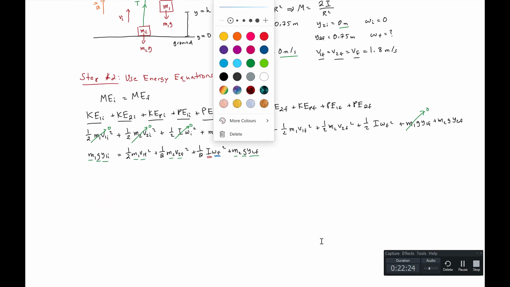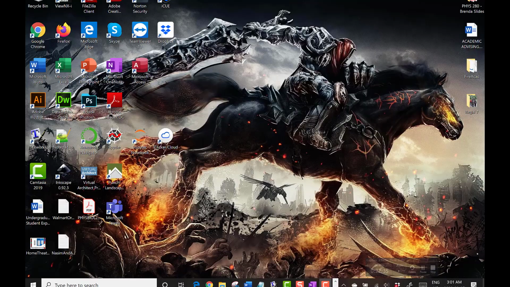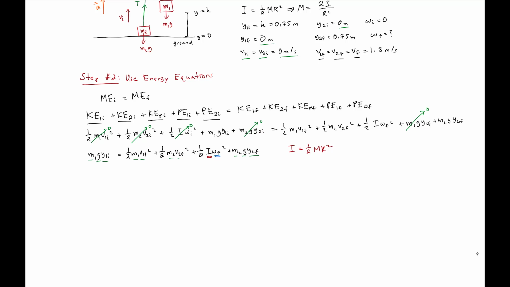So I is simple. We know that I is equal to 1/2 M r squared. We also know that omega f is equal to vf over R, since our conversion equation was vf is equal to R times omega f. And that's basically it. Now we just substitute in and try to solve for M.